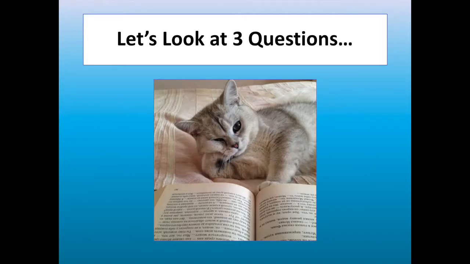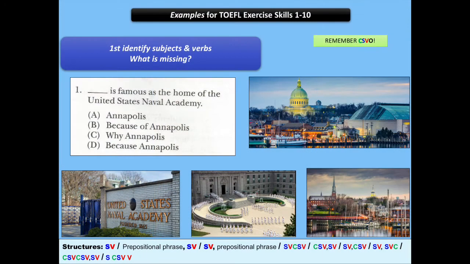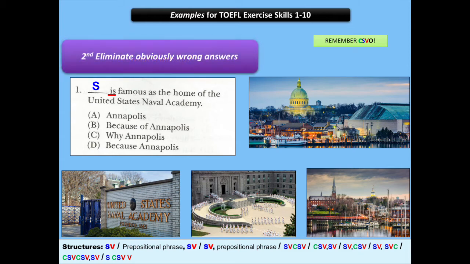Now let's look at 3 examples. The first thing we do on this part of the exam is identify the subjects and verbs and find what is missing in the sentence. So, number 1, I don't see a subject, but I see a verb, is. So that means this sentence needs a subject. Okay, now let's look at the answers and eliminate the obviously wrong answers.